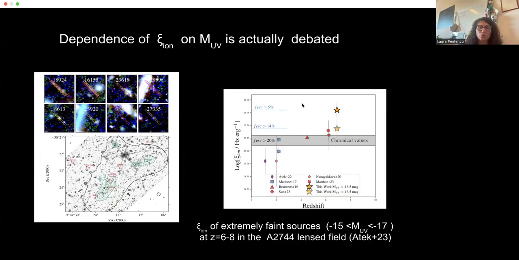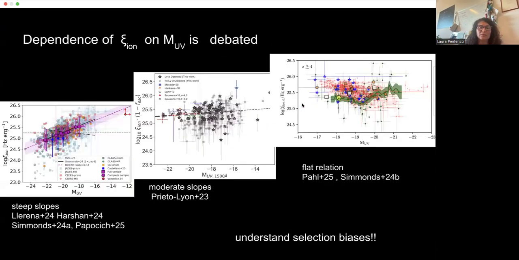But as I told you, this is something that is still definitely not agreed on. There is a lot of debate on this, and I think it's weird because, as I told you, it's very easy to measure Xi-ion now, but the results are not in agreement between different studies. So I think we really need to understand the selection bias before giving an answer.